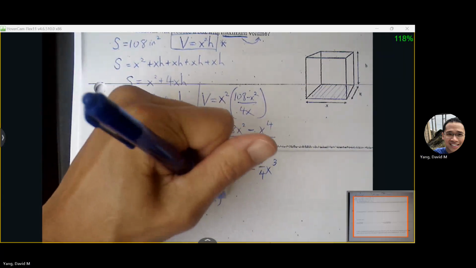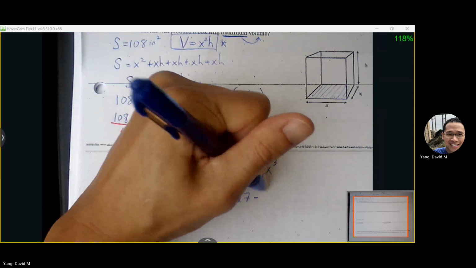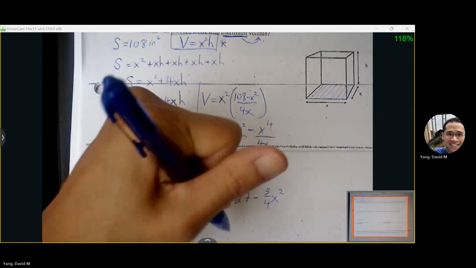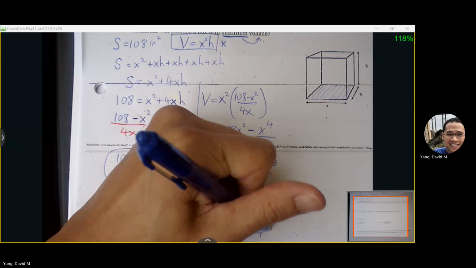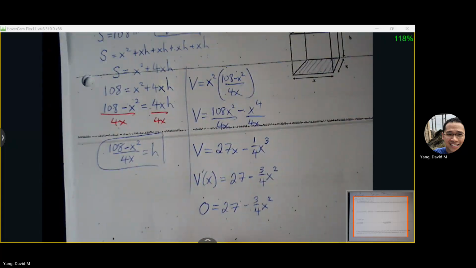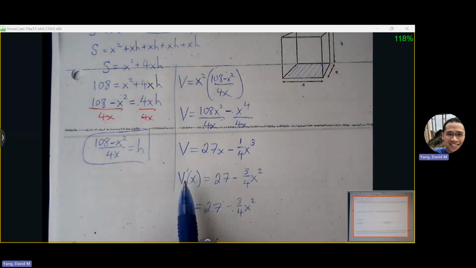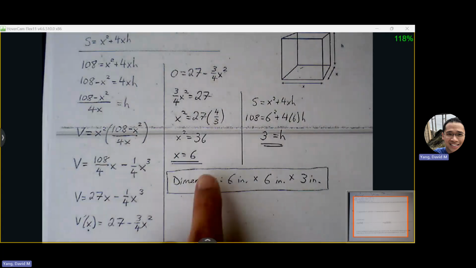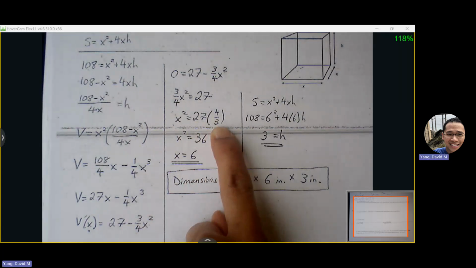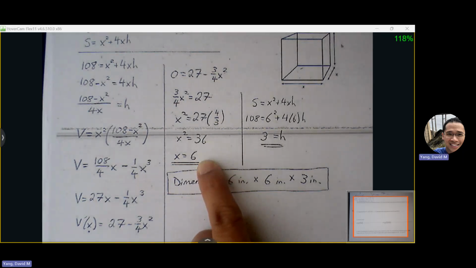V prime, set V prime equal to 0. So whatever causes my rate of change of volume to be 0 is where that optimal solution is going to be living. So just solve for x. I get 3/4 x squared equals 27. Divide both sides by 3/4, which is the same thing as multiplying by 4/3. I get x squared equals 36, which means x has to be 6.